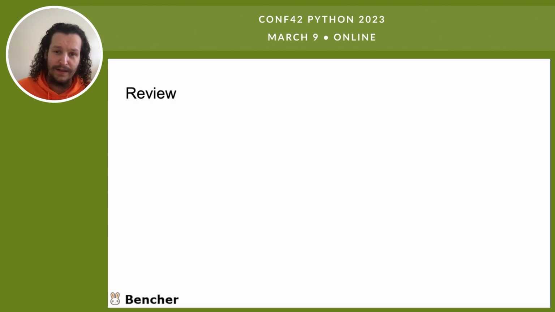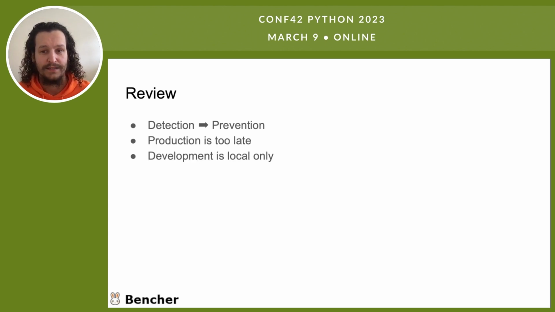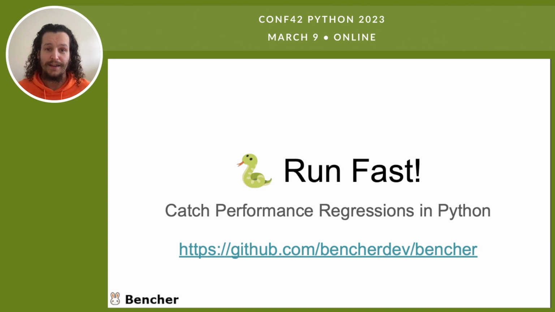So in review, detection is required for prevention. Production is too late. Development is local only. And continuous benchmarking can save us a lot of pain. So with that, thank you all so much. This has been Run Fast, Catch Performance Regressions in Python.